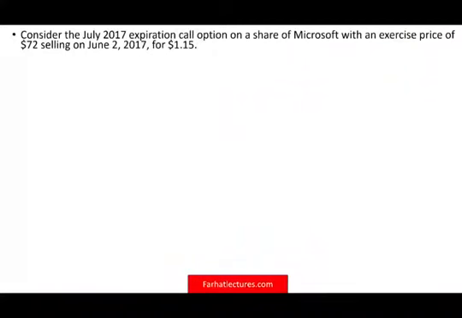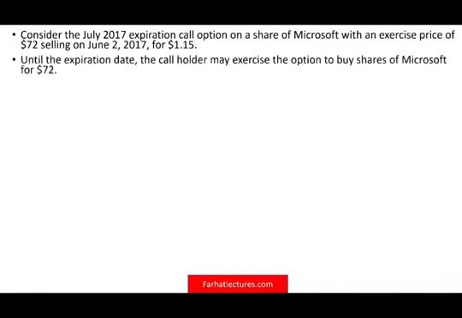Let's take a look at some additional numbers. Consider the July 27 expiration call option with an exercise price of 72 on June 2nd, selling for 1.15. Until the expiration date, the call holder may exercise the option to buy the shares of Microsoft. So this is an American option. American versus European: American option, you can exercise it any time up to that date. If it's a European option, you can only exercise it on one specific date.